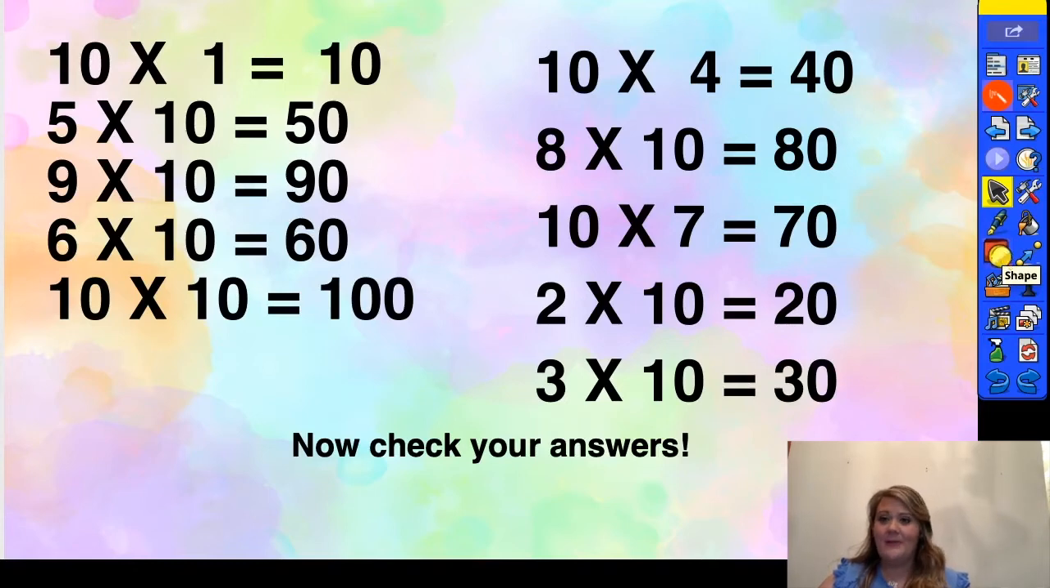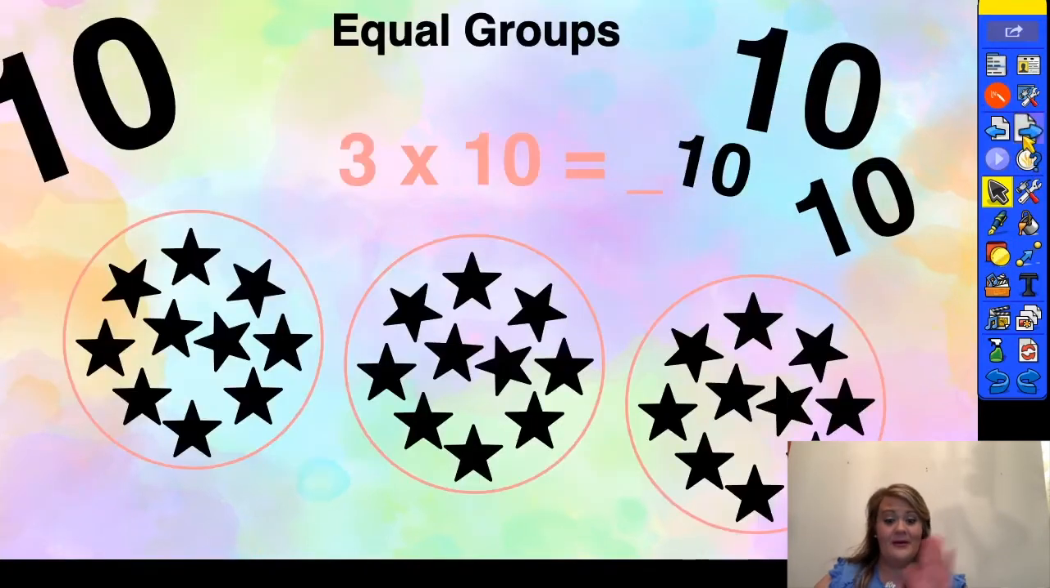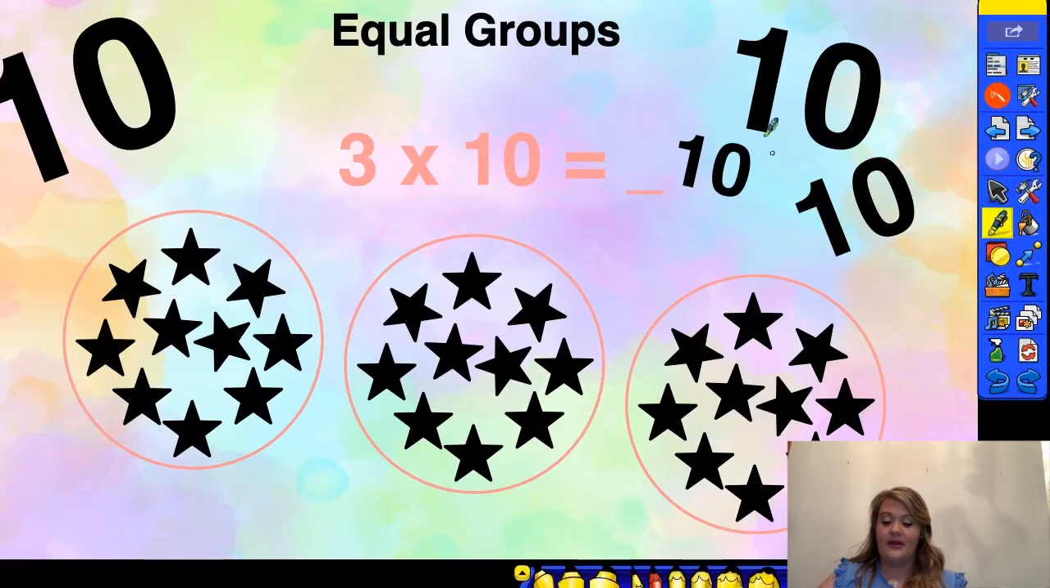If you came across some of these problems and you were like, ooh, that was tricky, there's a couple of different strategies you can use to help solve these problems, even if you don't know it off the top of your head. The first is by placing them into equal groups. The multiplication sign literally means groups of. So when it says 3 times 10, I want you to think 3 groups of 10. So I literally drew 3 circles and I put 10 stars in each. Let's count. We're going to count by tens in this case. 10, 20, 30. So 3 times 10 equals 30.